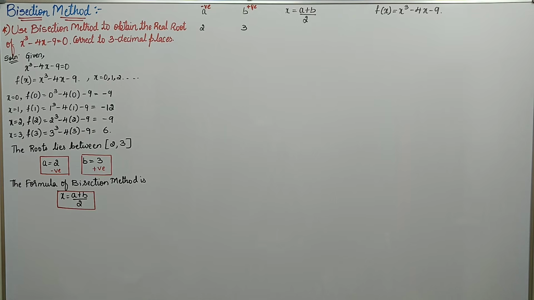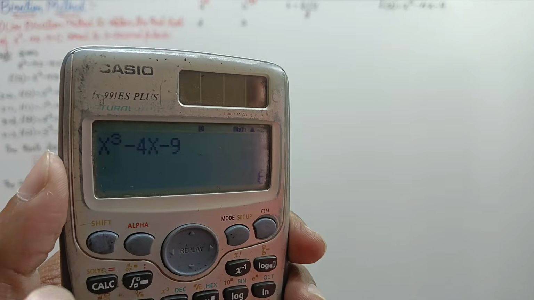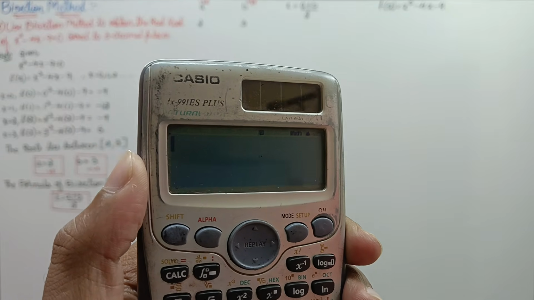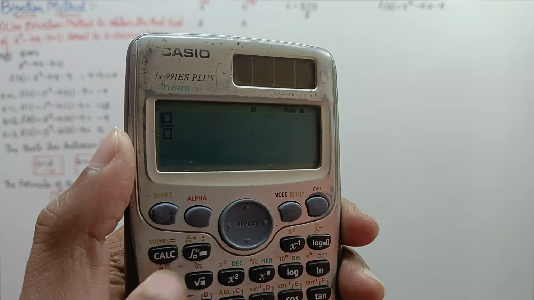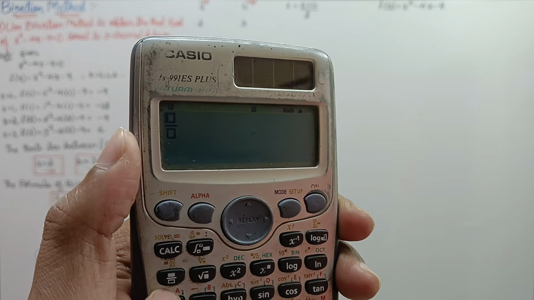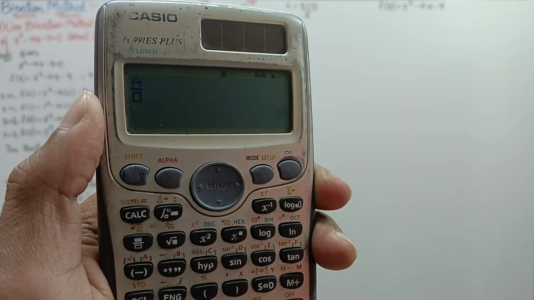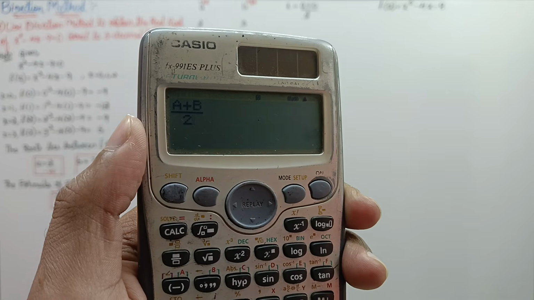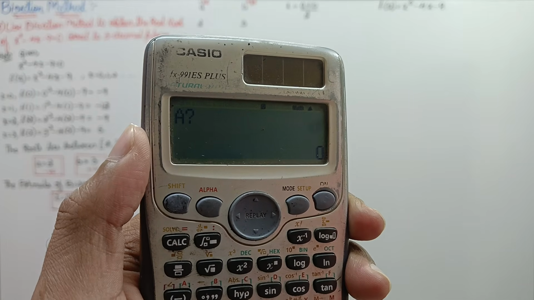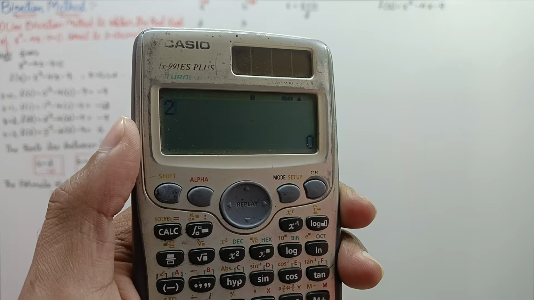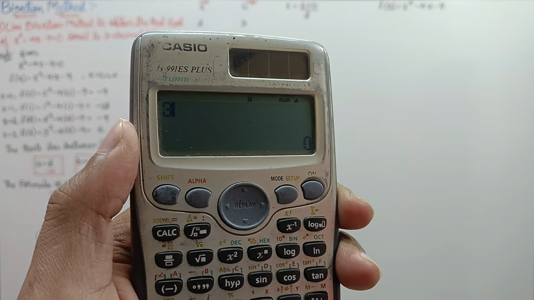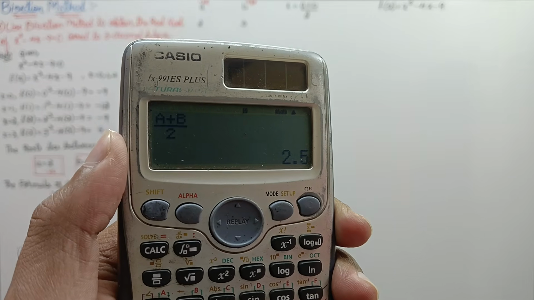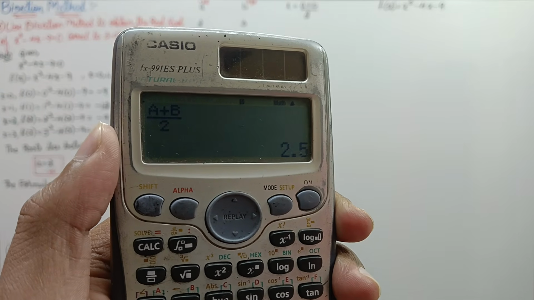In the previous part we defined the f of x function. Don't press anything, press AC. Now press numerator denominator, alpha a, see we have a plus alpha b divided by 2. Now press calc. What is the value of a? 2, equals. What is the value of b? 3, equals. What is the value? 5 by 2, that is 2.5. Remember 2.5. Just press AC.